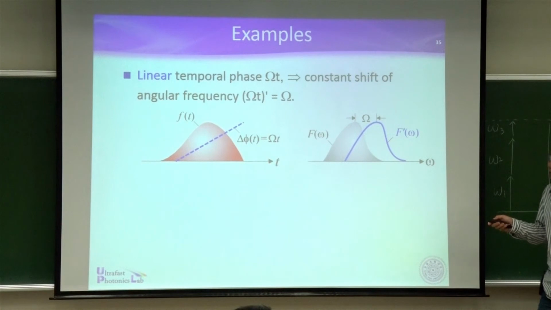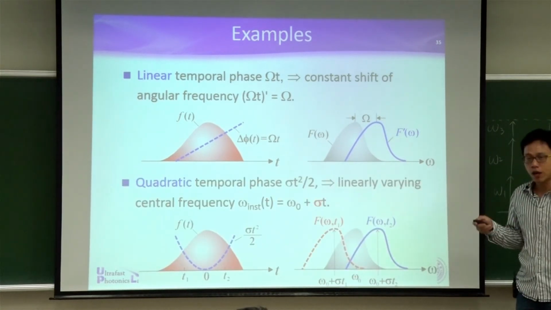The first one is quite easy. If you have a linear phase modulation like the blue dashed curve, what is the corresponding spectrum? Okay. The gray shaded area means the original spectrum without phase modulation. The red time domain function corresponds to the gray shaded spectrum in the frequency domain. After a linear phase modulation, you got a new spectrum, which is a blue solid curve. You see the spectral shape is the same as the gray one, but the center is shifted by an amount of big omega, which is the slope of your linear phase modulation. Okay.